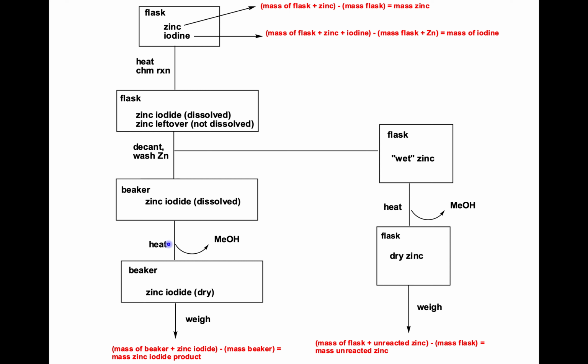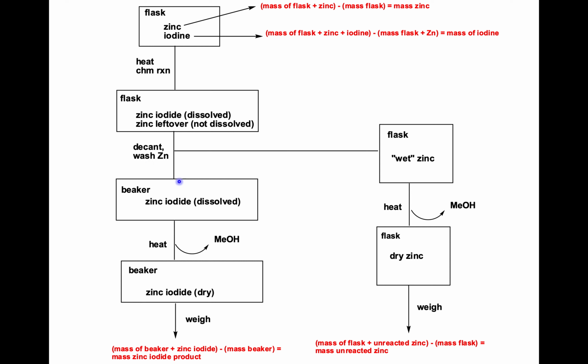So here's the full overview of what you'll be doing. You want to measure the flask, add the zinc, and get the mass of the flask plus the zinc. You'll then add the iodine to get the mass of the flask with the zinc and the iodine, and that will then tell you the mass of the zinc and the mass of the iodine. You then heat that up, waiting for the iodine to fully react, which then causes that solution to turn from brown to colorless.